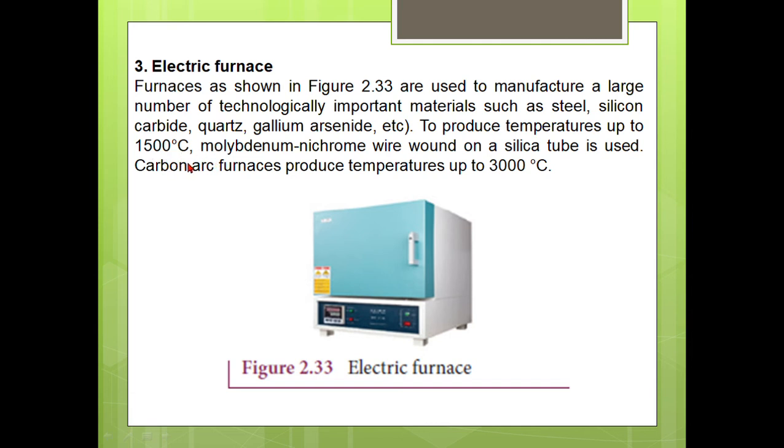To produce temperatures up to 1500 degrees Celsius, molybdenum nichrome wire wound on a silica tube is used. This is also a very important point. Note it down. Carbon arc furnaces produce temperatures up to 3000 degrees Celsius. This is also a very important point.